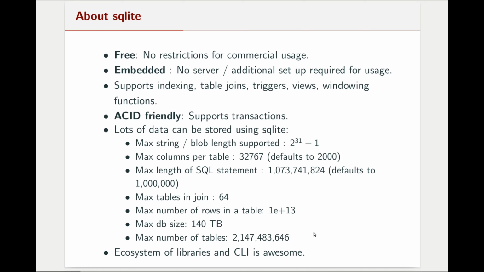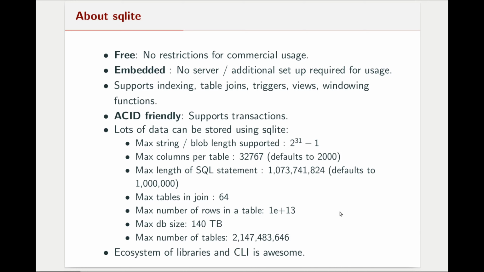The maximum number of tables is about 2 billion plus. I don't know why you would want to again have so many tables, but it's there for you anyways. And please take my word on this one. The ecosystem of libraries, as far as JavaScript, Java, and Python are concerned, is amazing. Even Swift is kind of good. The command line interface, the sqlite3 shell, is also very robust. So these are some of the positive aspects for which you might want to pick sqlite3 for your upcoming project.